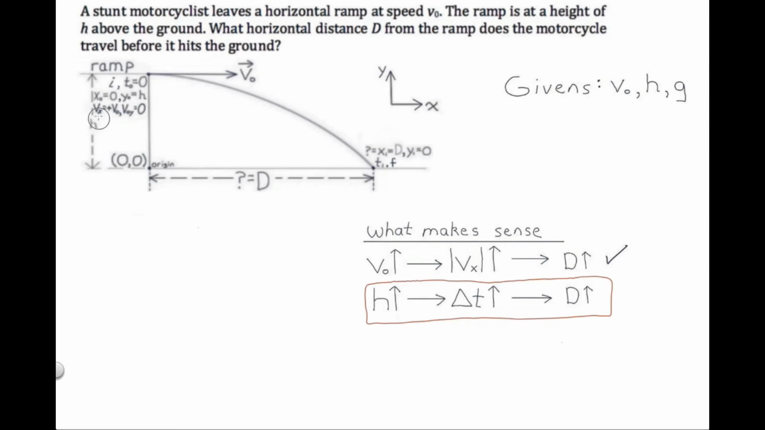Remember that h stands for the height of the ramp. Suppose the motorcycle's initial speed is held constant.